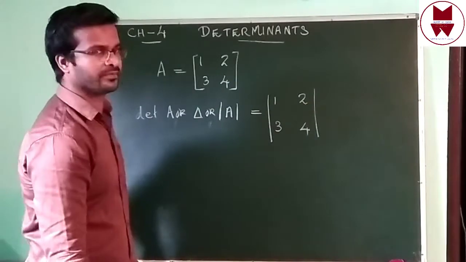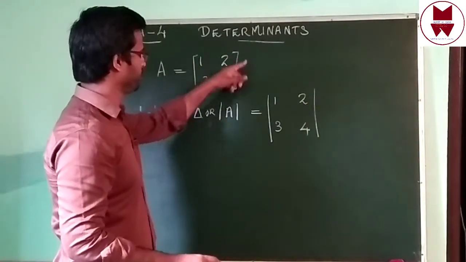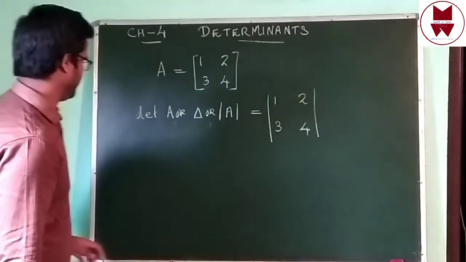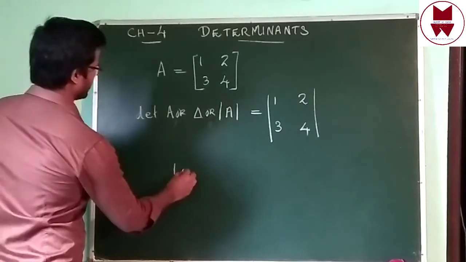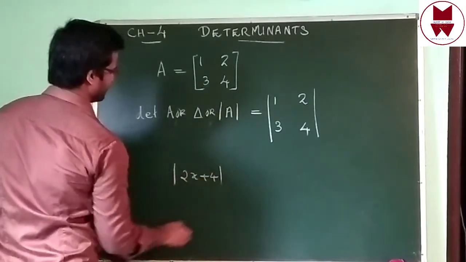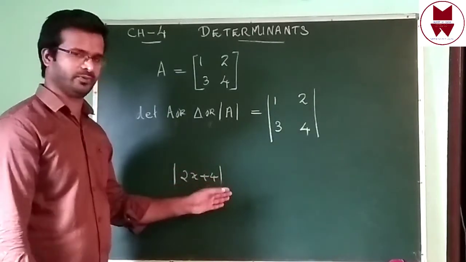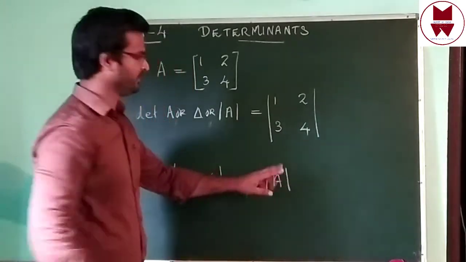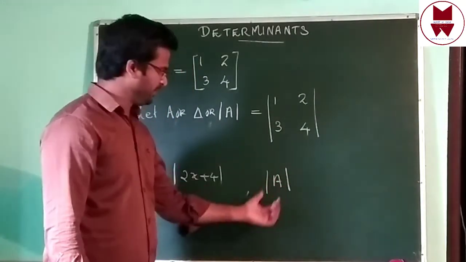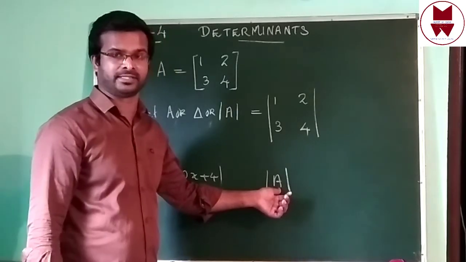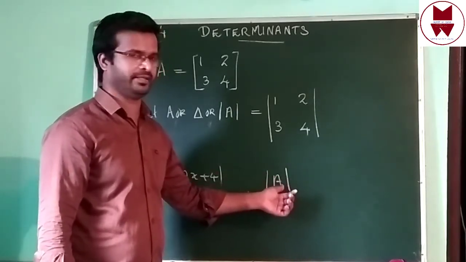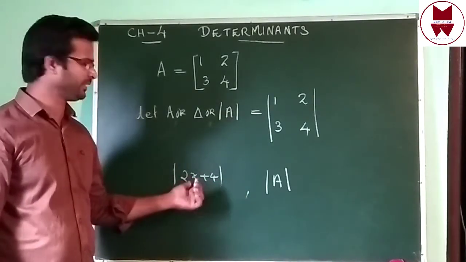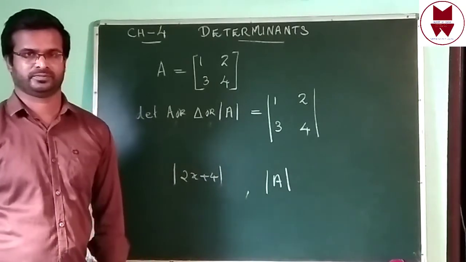Look, when you write a matrix you have to use square brackets, but when you write a determinant, only 2 vertical lines. In lower classes you have studied 2x plus 4 between 2 lines. This is a modulus, but this is a determinant. What is the difference? In between 2 lines, if you write one matrix, that time we write determinant of A. If you write any number or any variable, that is a modulus. That is the difference.